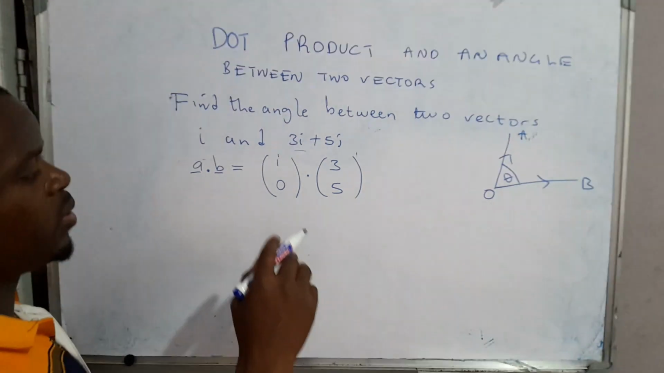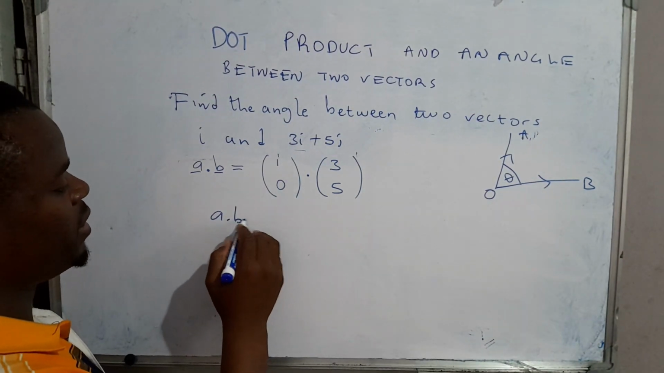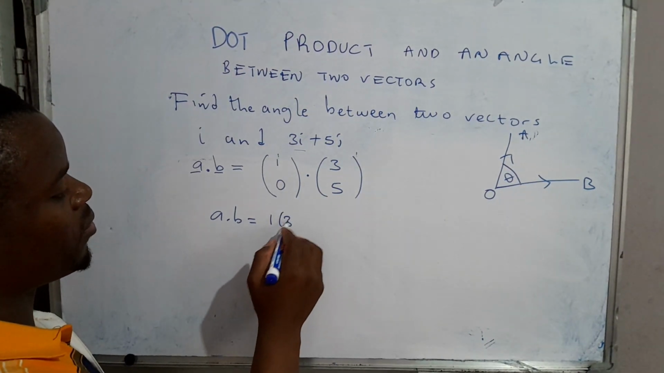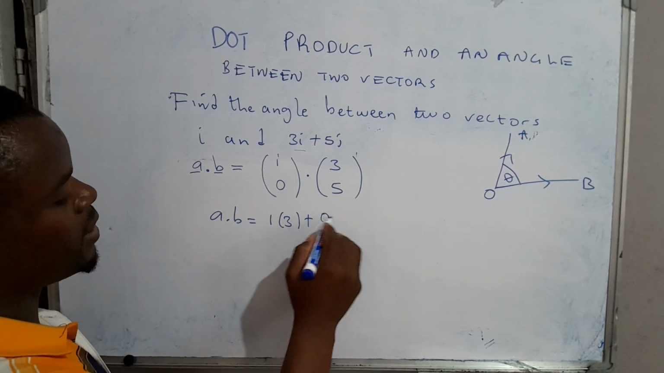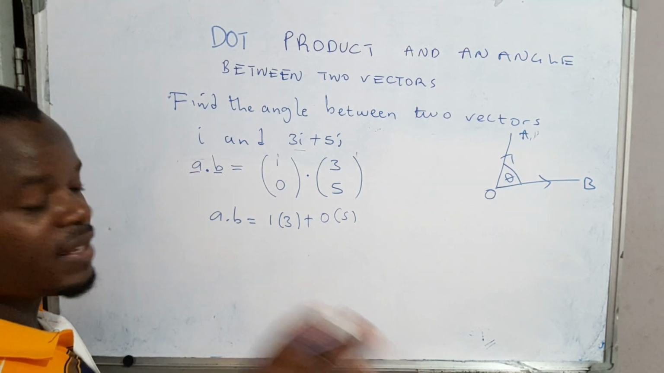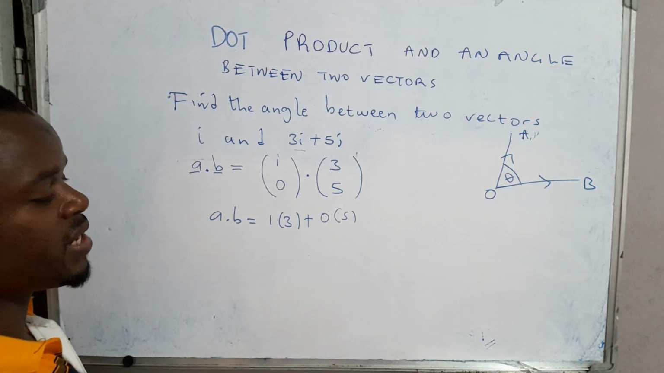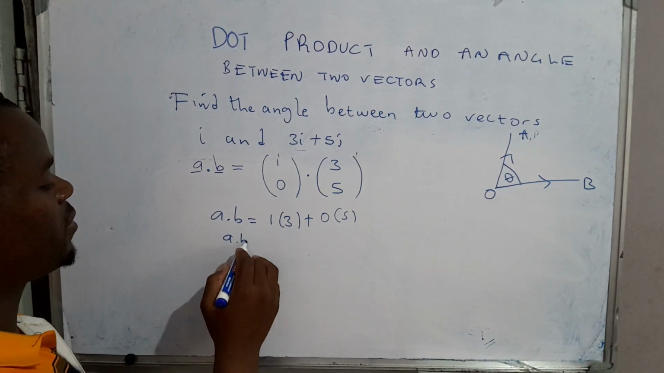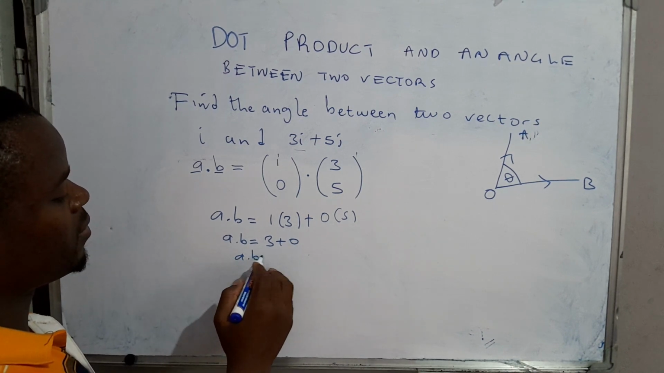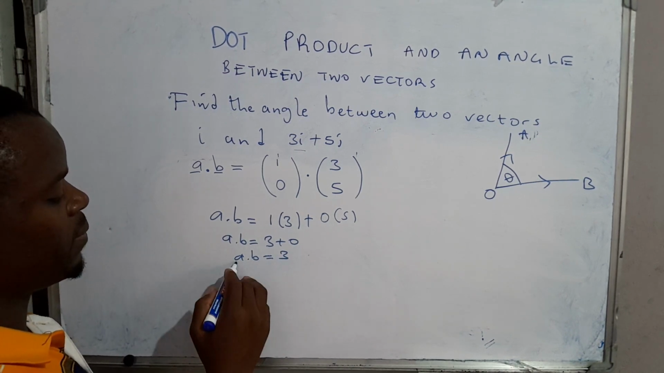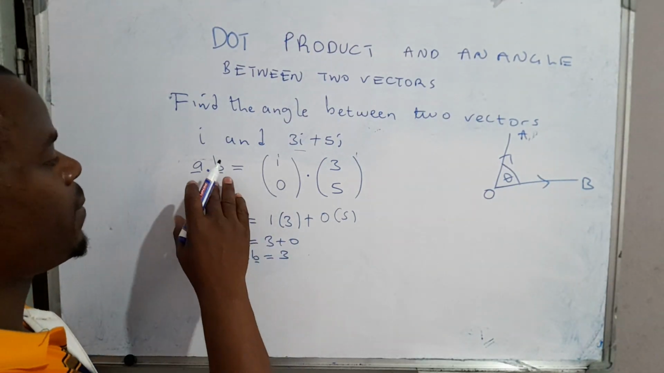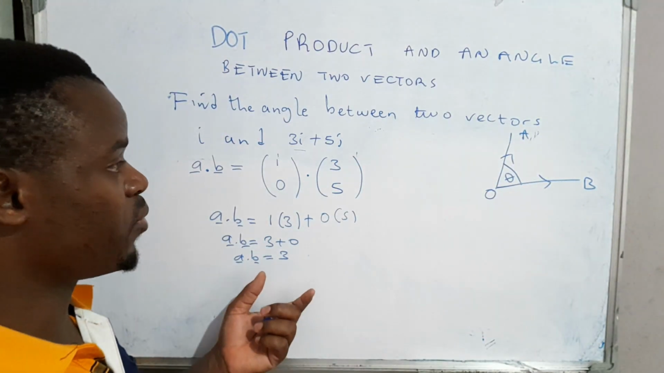Now, how do you find the dot product? The dot product will be 1 times 3 plus 0 times 5. That's how you find the dot product. The answer will be a scalar. So there we go, it is equal to 3 plus 0, which is equal to 3. So the dot product of vector A and vector B is 3.